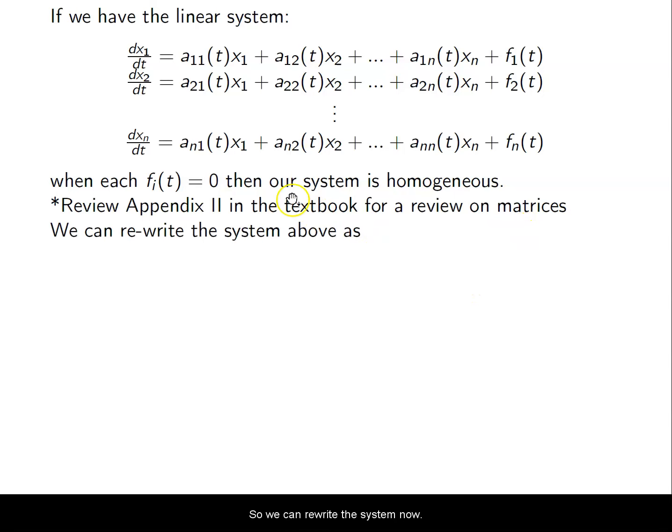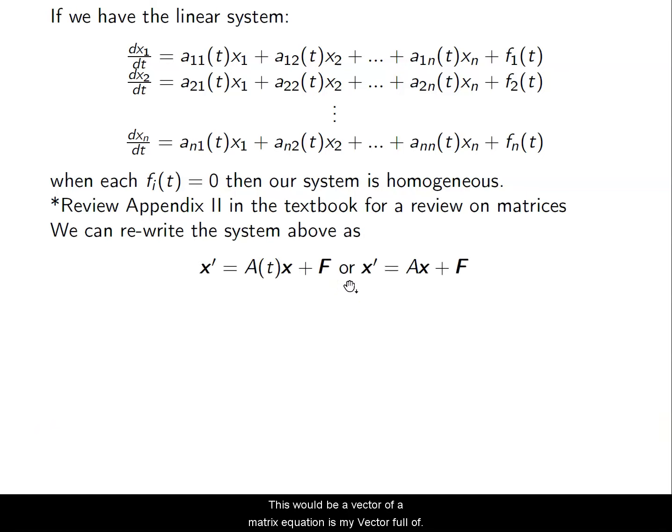Okay, so we can rewrite this system now in several other forms. If you're a linear algebra student, you've seen several forms that we can rewrite a system. But for us, we're going to write it as a vector full of my derivative functions, an n by n matrix, and if these are non-zero, if it's non-homogeneous, a vector of forcing functions. So we write these as a matrix equation, right? So it's going to have vectors and matrices.